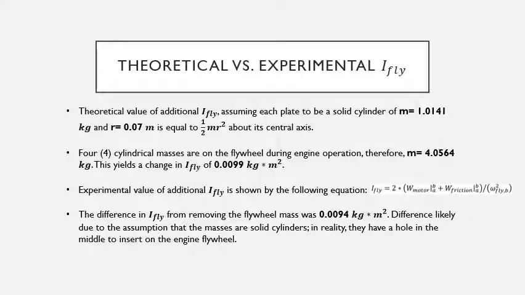But, using the equation shown in the third line, we actually get an experimental change of 0.0094 kilogram meters squared. That difference is likely just due to the fact that our assumption assumes the masses are solid cylinders, when in reality they actually have a hole in the middle to insert on the flywheel, which will affect the mass moment of inertia of the flywheel.